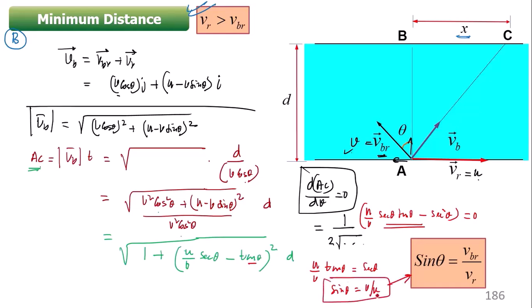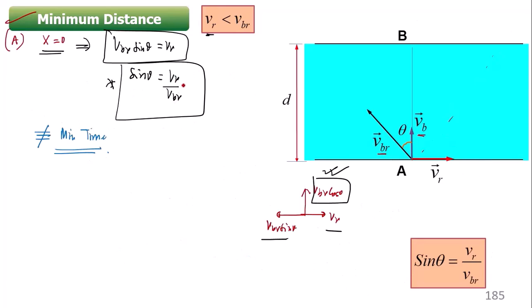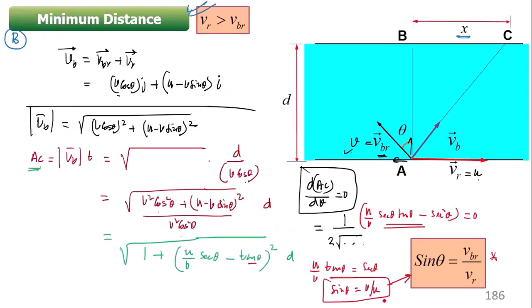So what is the combination? It should be V by U. What is V? V was VBR and U is VR. So VBR by VR. Now that is simply opposite of the earlier. In the case number A, I am getting the situation that sin theta should be equal to VR by VBR, that means U by V. But here I am getting it is V by U. When I should go for sin theta as V by U or U by V depends on whether V is more or U is more.